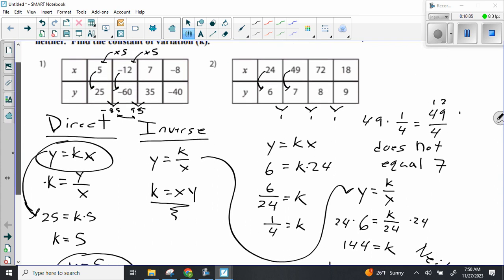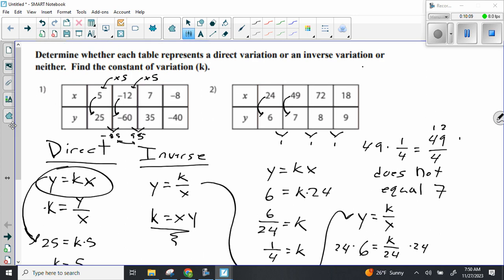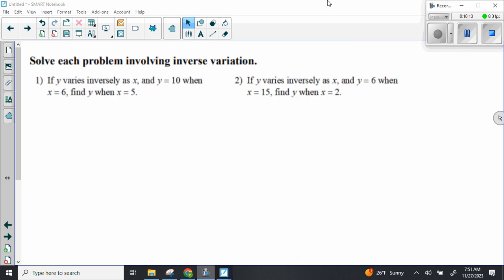Oh yeah, that makes perfect sense. All right, perfect. Let's move on. Next. All right, so each one of these involve inverse variation. So we're going to be sticking with the equation y equals k over x.